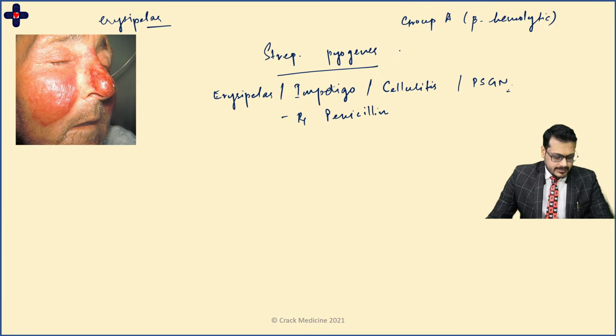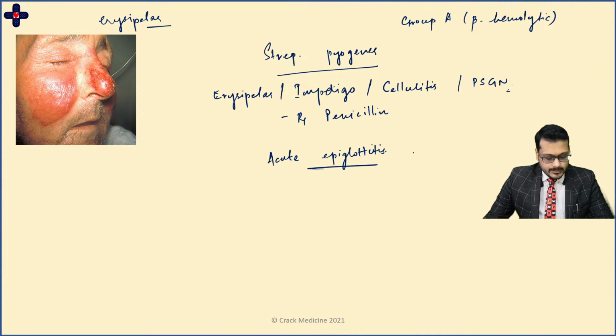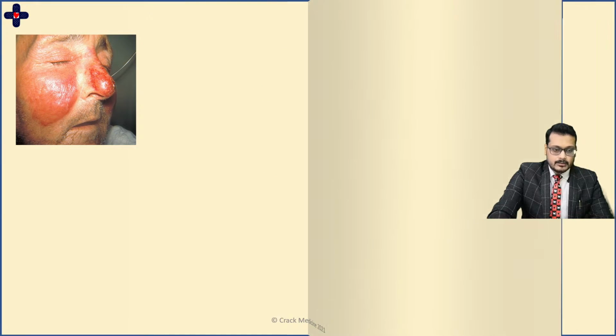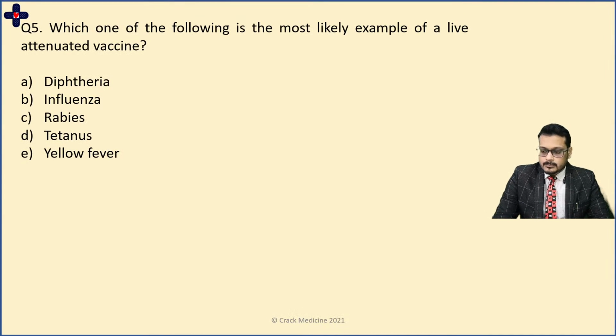While we are talking about this, I would also like to mention that in young patients, when you come across acute epiglottitis, this is usually caused by H influenzae B, that is Haemophilus influenzae B. The question will mention something called stridor. The patient will be very young, let's say 2 to 6 years old. A very young child having stridor will usually be acute epiglottitis, H influenzae B. Okay, let's see the next one.